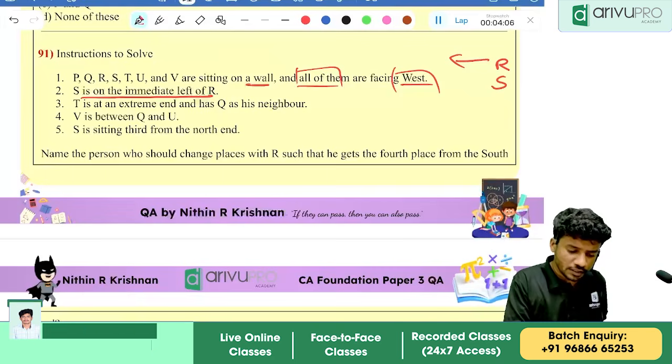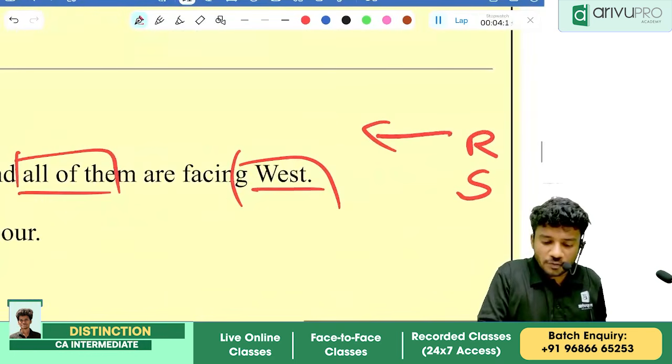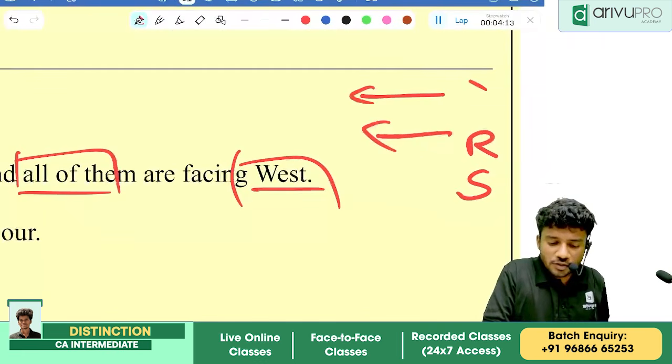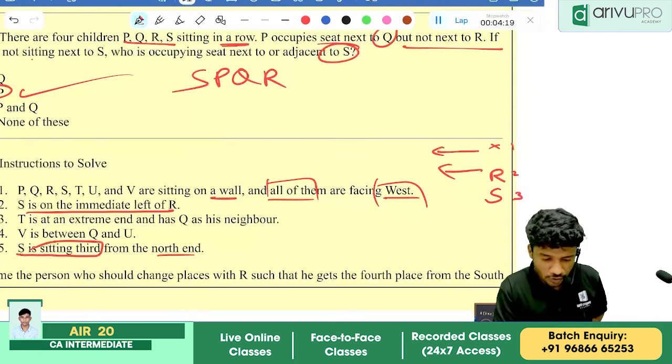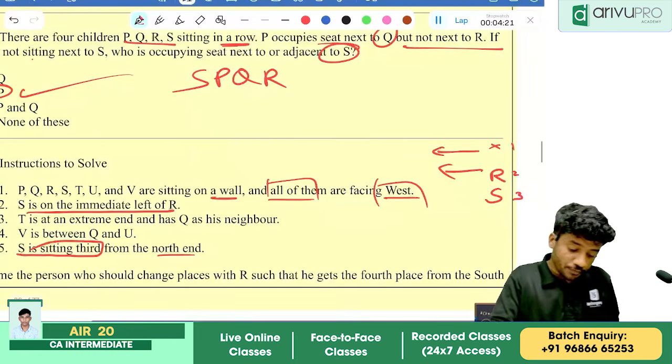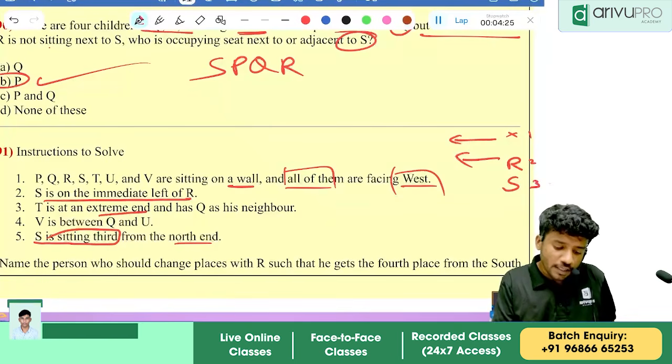Then one more thing is given. S is sitting third from the north end. Third from the north end means one person should be here: first position, second position, third position. Who is there? S is there. That is also given. Then what else do we want? T is at an extreme end and Q is his neighbor.